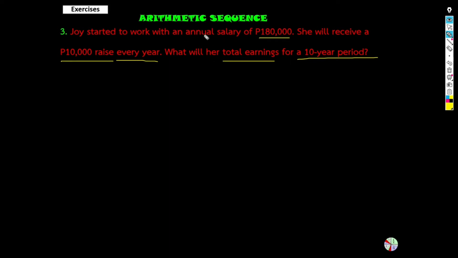Okay, since this is an annual salary, this is a salary every year. Annual salary means the salary every year. So a sub 1 is just equal to 180,000. And then she will receive a 10,000 raise every year, so that will be a difference. d is equal to 10,000. And then what will her total earnings be for a 10-year period? So that will be n is equal to 10.